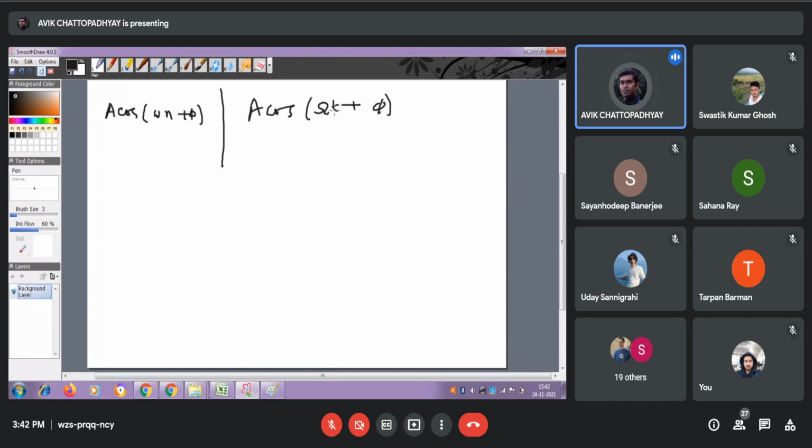Here the variable was t, and this is small omega, this is capital omega. The capital omega is the frequency, the angular frequency, capital omega t plus phi. This was the form of its analog counterpart. Now, after sampling is kind of switching, as you know.